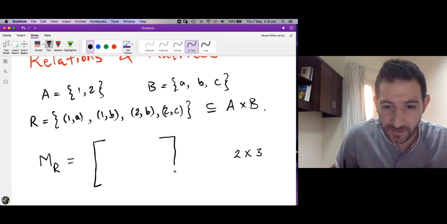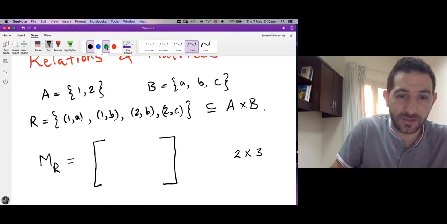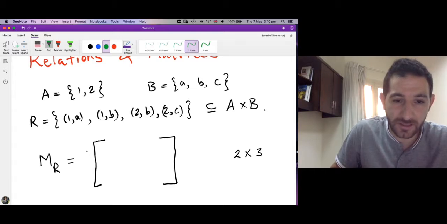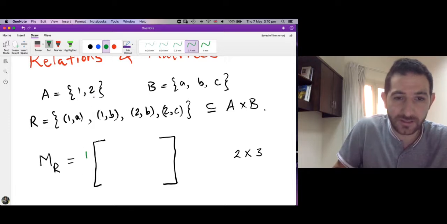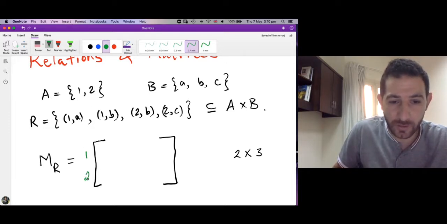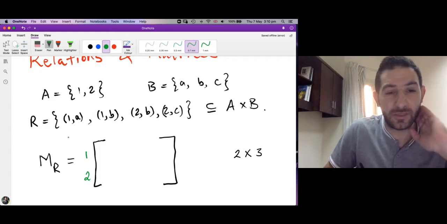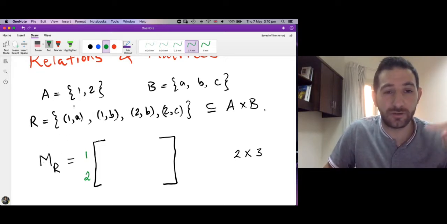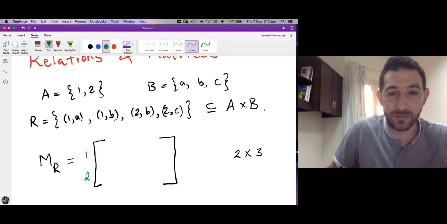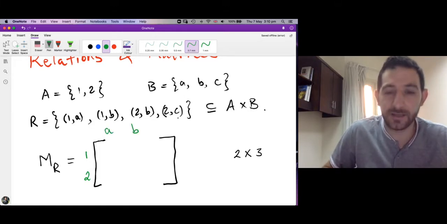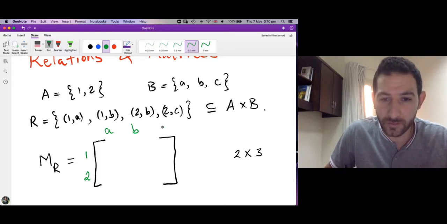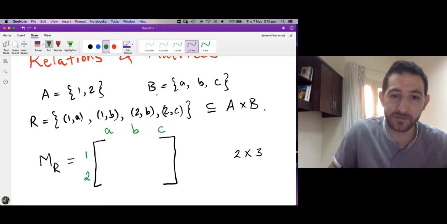Okay, so I'll make this clear now. Let me use green. The first row represents the relations of the number 1, and the second row represents the relations of the second element in A, 2. Notice here the matrix depends on the enumeration, on the listing of the elements of A and B. Now the first column will represent the first element of B, which is a, and the second column will represent the second element of B, which is b, and the third column will represent c, the third element of B.